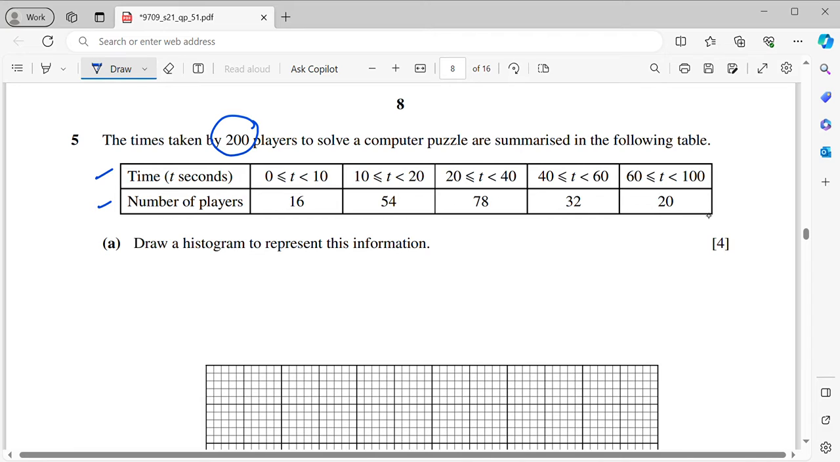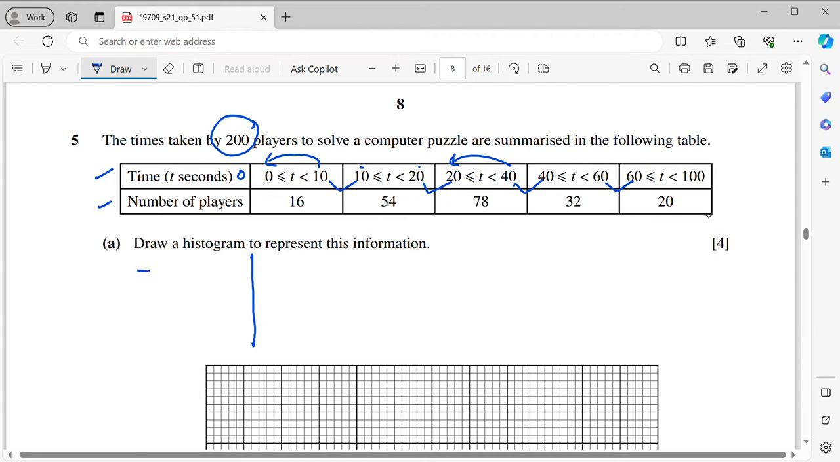So to draw the histogram, first of all, we have to check the class width. From here, the class width is 10, because the upper boundary is 10, and the previous class's upper boundary is supposed to be 0. Then 20 minus 10 is also 10, but 40 minus 20 is 20. Therefore, due to unequal class widths, we need to calculate the frequency density, which means I have to redraw this table and then add on 2 values.